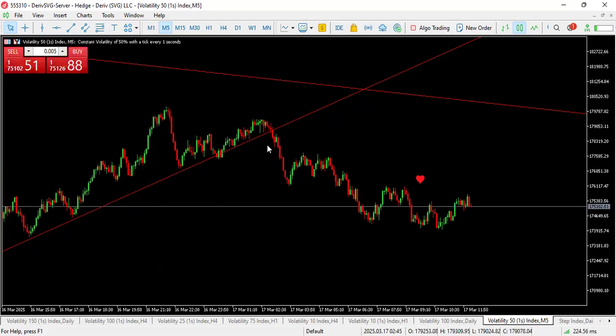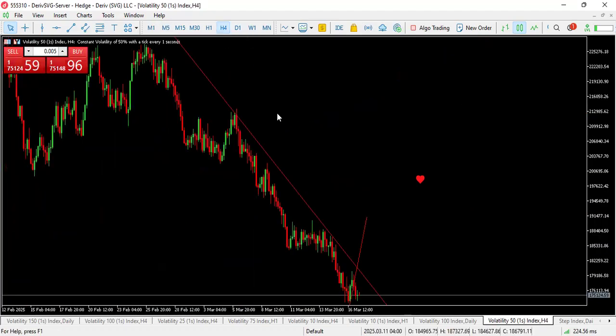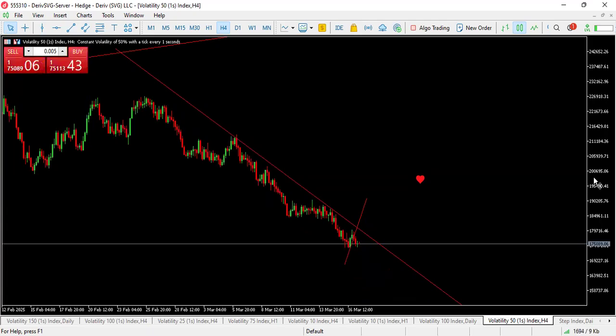When you see a pullback on a trending market, you draw this kind of counter trend line. Once you get to your trend line, this is your original trend line. Your original trend line is this one here. But this one is just to enter a trade because price has pulled back to your trend line. You want to join in the trend. So you do this breakout and retest to join the trend.